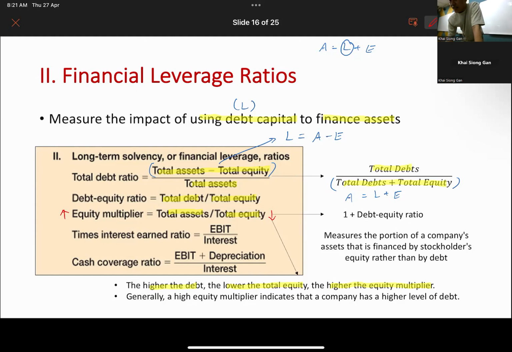So when you use more debt and less equity, the equity multiplier will be very high. That means you use a lot of debt. So when you use a lot of debt, your equity multiplier will be high. A high equity multiplier means that you use a lot of debt.